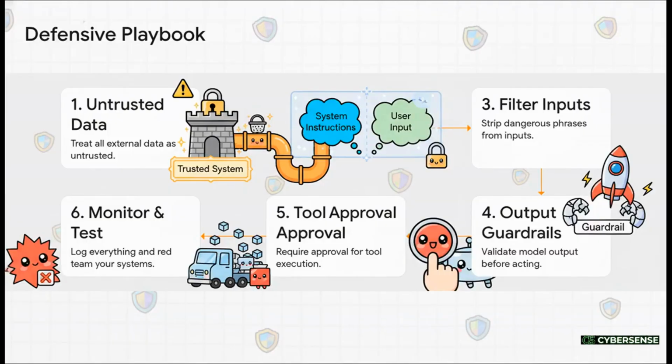First, and this is the golden rule, you have to treat all external data as untrusted, period. You need to build a wall, strong isolation, between your trusted system instructions and any data that comes from the outside. You should also filter inputs for suspicious instructions, put guardrails on what the AI is allowed to say, and this one is critical: always require some kind of approval before the AI uses a powerful tool. And of course, log everything and constantly test your own defenses.